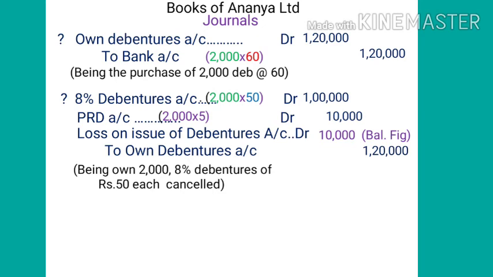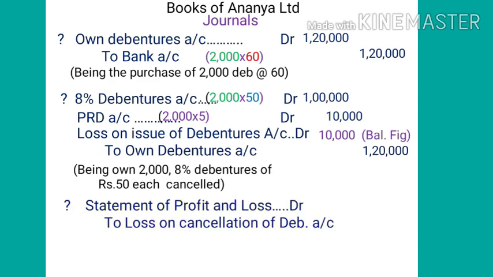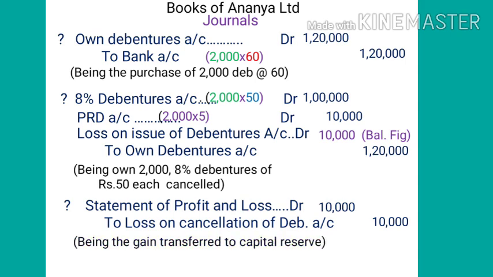Now, since there is a loss on issue of debentures account, this loss has to be written off, and it should be written off either from capital reserve or statement of profit and loss. Now, in this question, there is no capital reserve given, so this will be written off from statement of profit and loss. So you have a statement of profit and loss debit to loss and cancellation of debentures account, and the loss is 10,000. So this is the amount written off. This is the end of the journal for question number 2.